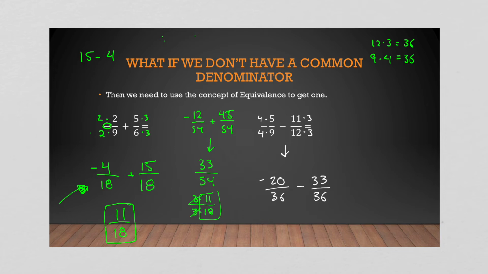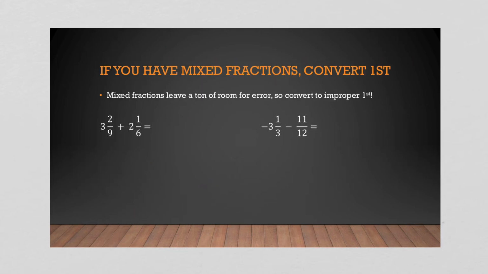And you'll see it's a negative subtracting a positive. I'm getting more negative. You're adding the negatives together. So we end up with negative 53 over 36. 36 is only divisible by 2 and 3. 53 is not even and cannot be divisible by 3. So you are done. Again, don't bother converting into mixed. Improper's fine.